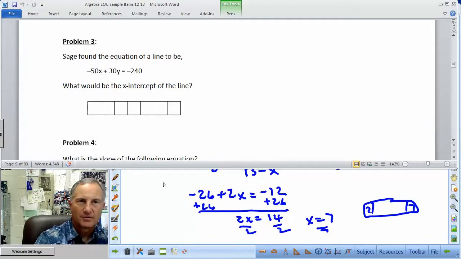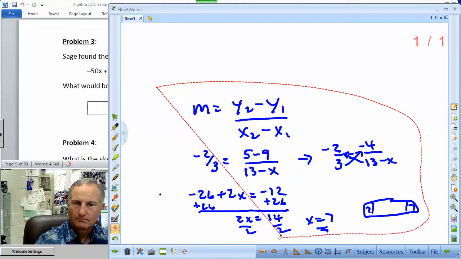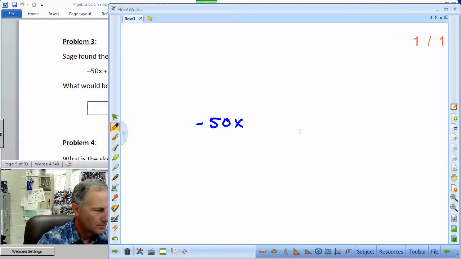Sage found the equation of a line to be -50x plus 30y equals -240. What would be the x-intercept of the line? Well, we just did this in an earlier problem. To find the x-intercept, we know we're on the x-axis, so y has to equal 0. So we're going to come back over here. We've got -50x plus 30y equals -240.